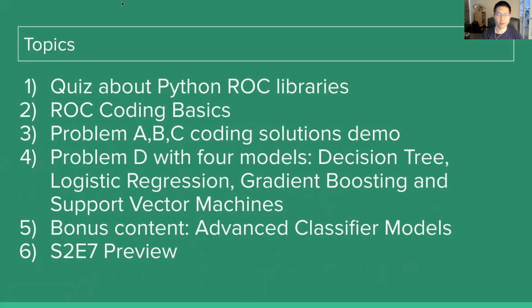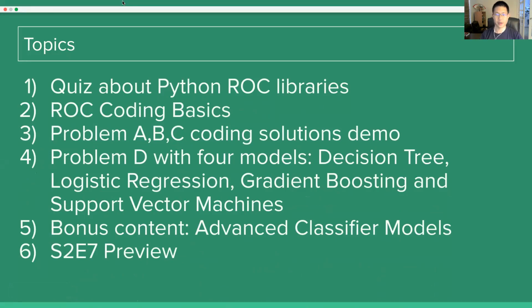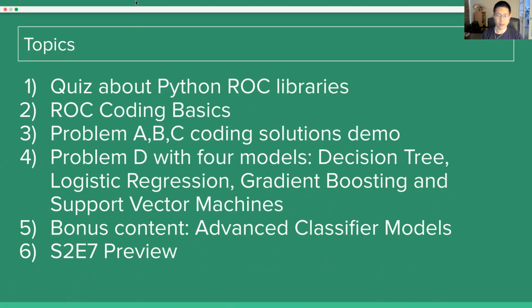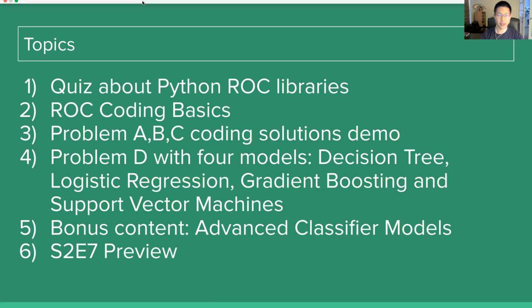Topics for tonight. We have a very quick quiz about Python ROC libraries, or receiver operating characteristic. We have some coding basics for ROC. The problems A, B, and C are part of this episode's coding solutions demo. And then problem D, we do it 4 different ways: decision tree, logistic regression, gradient boosting, and something called support vector machines, or SVM. Of course, for bonus content, we have advanced classifier models, where I don't exactly code the models, but I tell you what they do. And then after my Hawaii vacation, we'll have season 2, episode 7, which is going to get into P versus NP and some graph stuff.